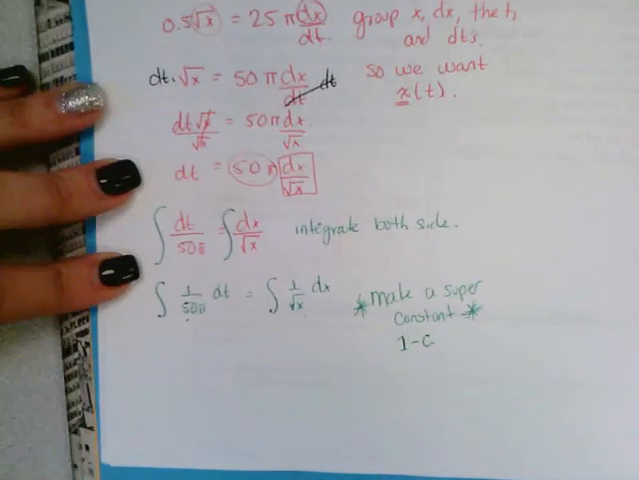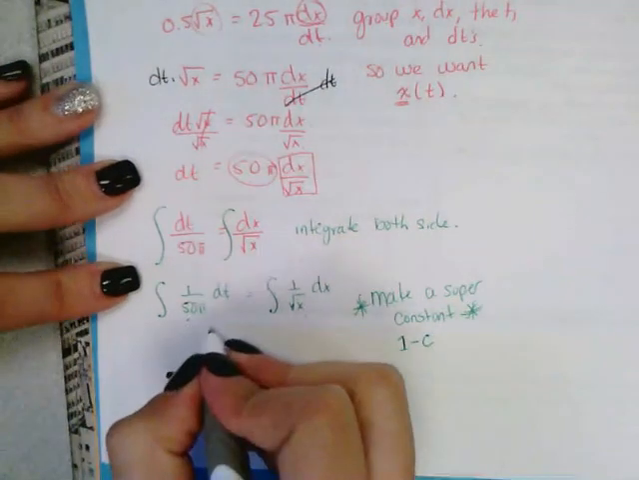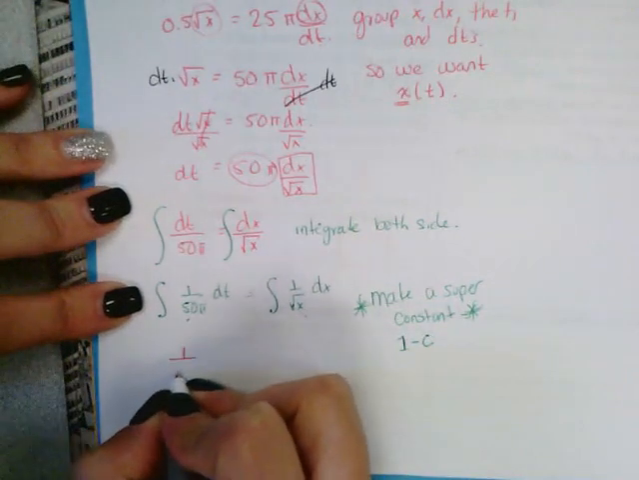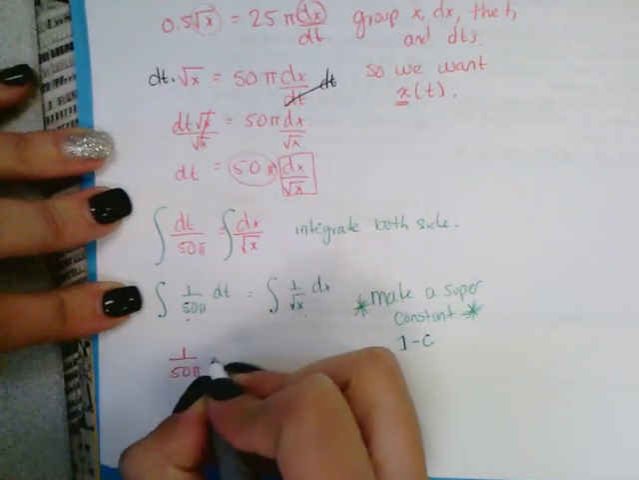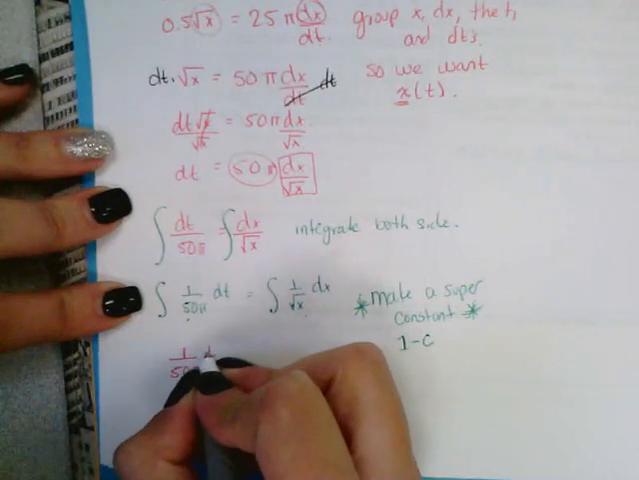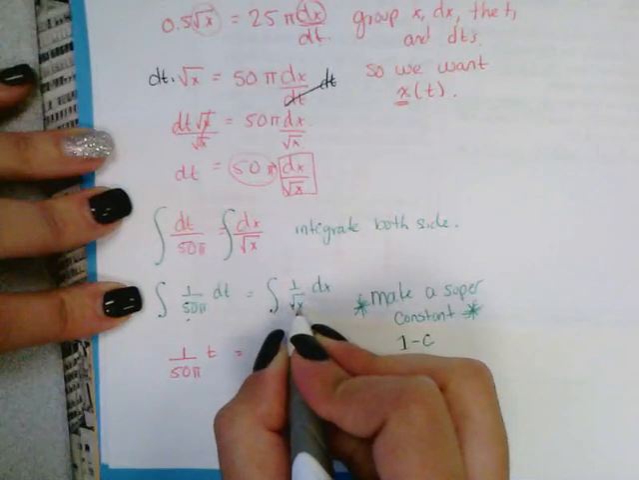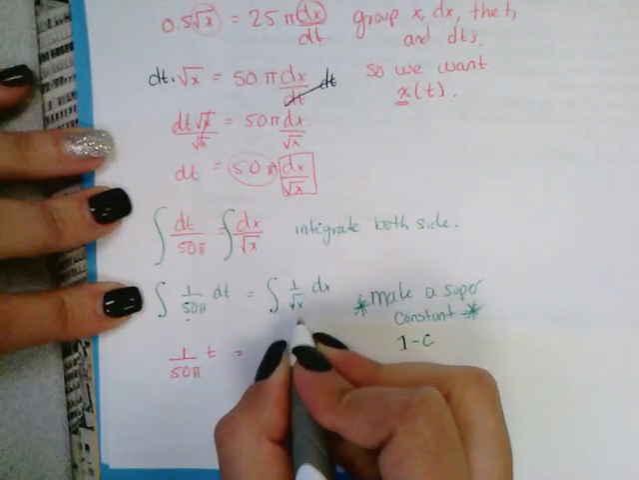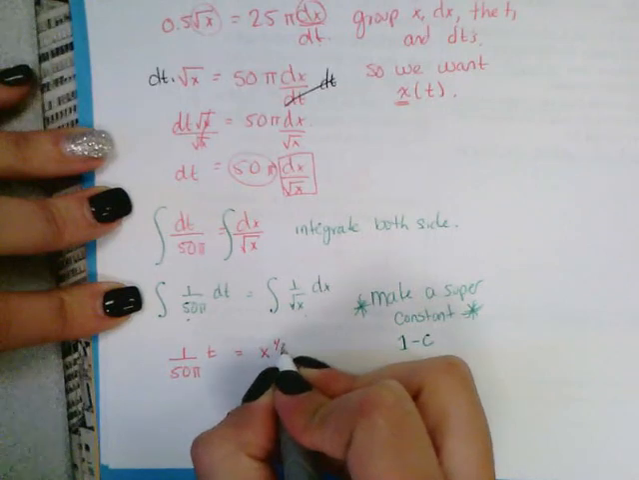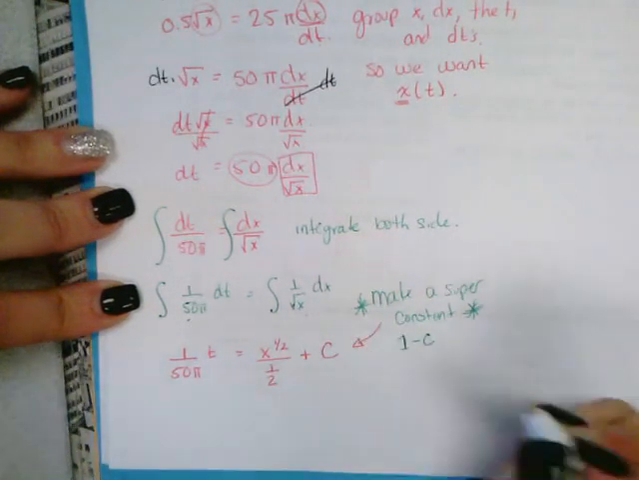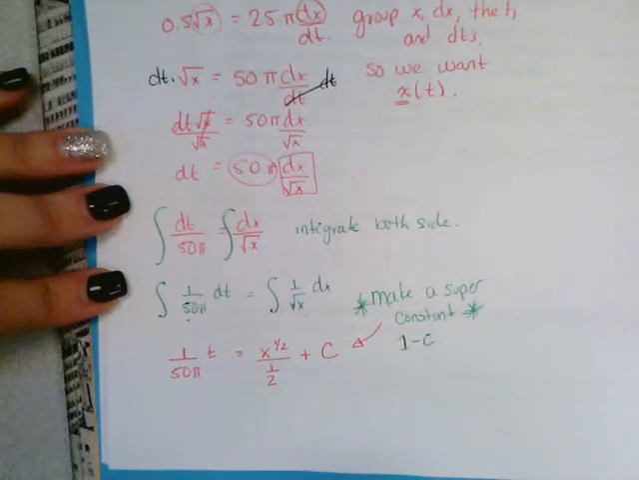This is still part of a big equation. So when we integrate this, this is going to become 1 over 50 pi t, because this is with respect to t, equals, remember that this is x to the negative 1/2, so integrating it gives us x to the 1/2 over 1/2 plus c. That's going to be my super constant. I'm only putting it on this side.